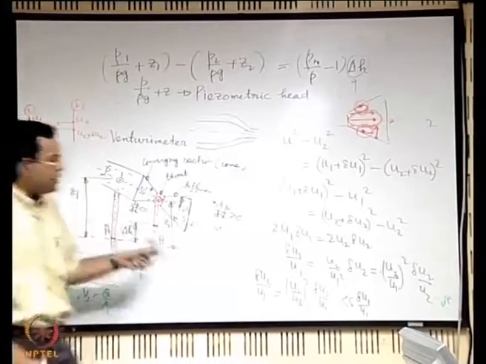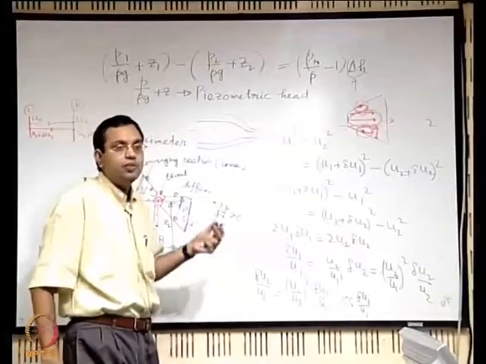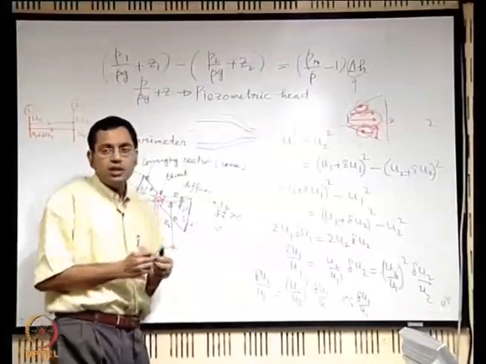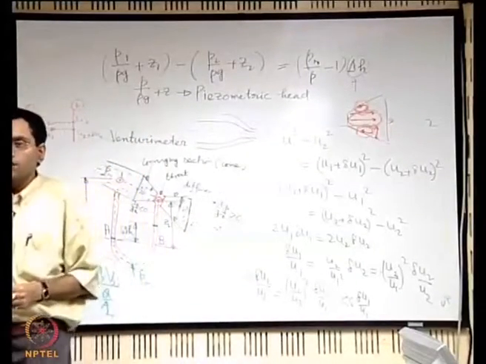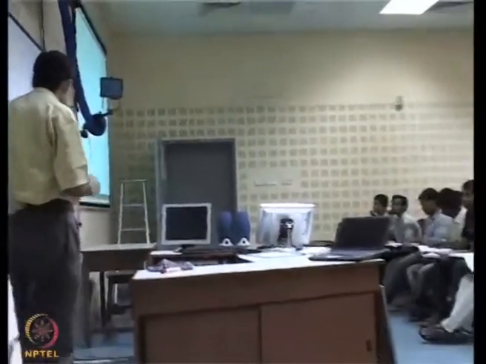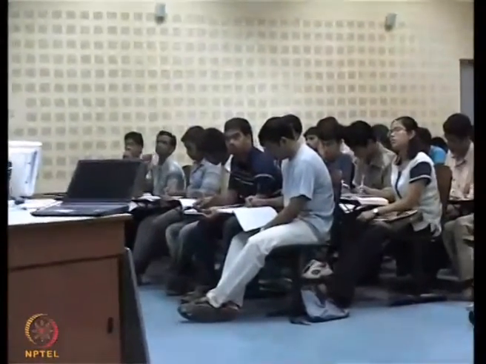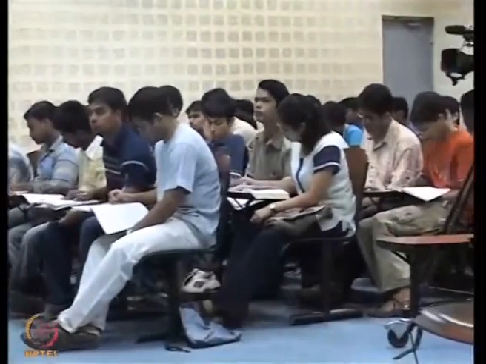Now this venturimeter is therefore a very common device which may be used in a pipeline to measure the flow rate. At the same time, this is not a very inexpensive device, it is not very highly expensive, but at the same time for very routine applications one might look for some cheaper devices which broadly follow similar principles, and let us see one such device. That device we call an orifice meter.